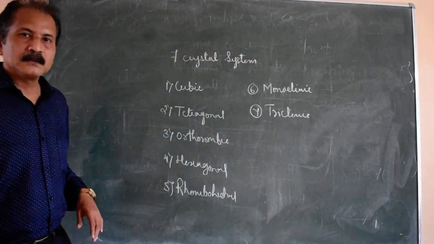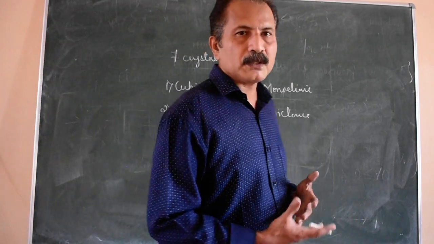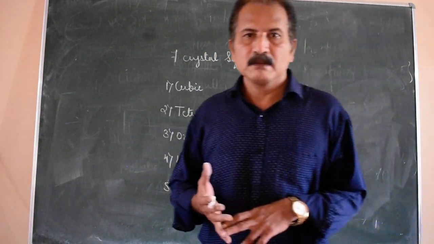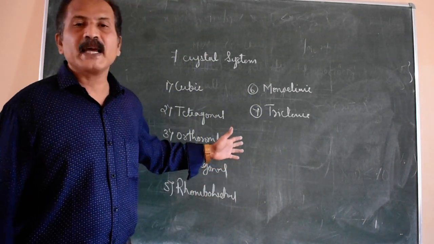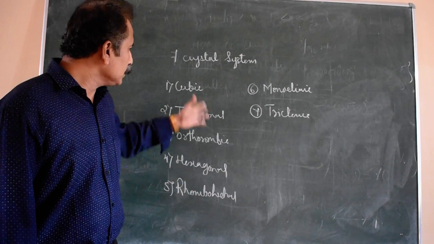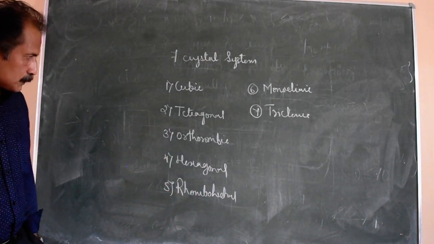Right? So what is the difference? The difference is the characteristic feature. One is the edge length, which may or may not be perpendicular, and second, the edge angles. Depending upon those two, you will get these 7 crystal systems.